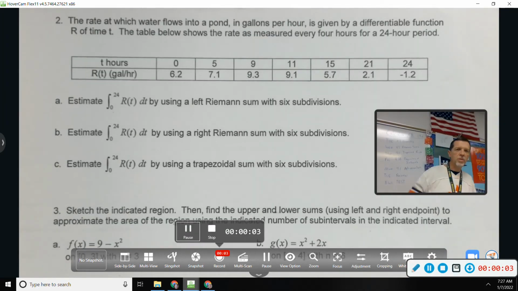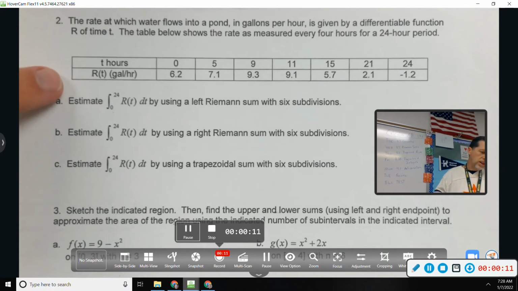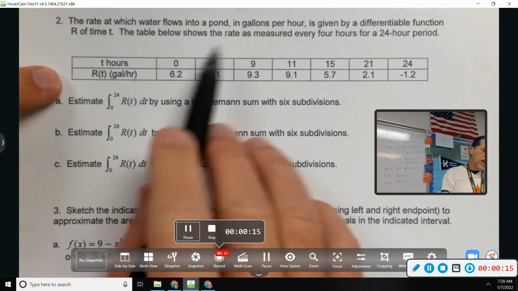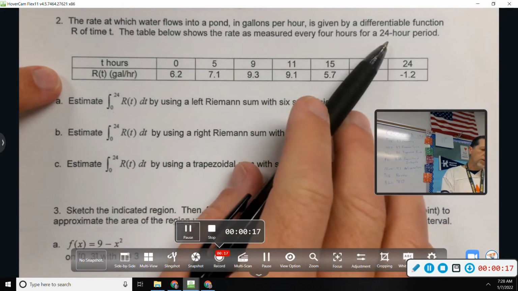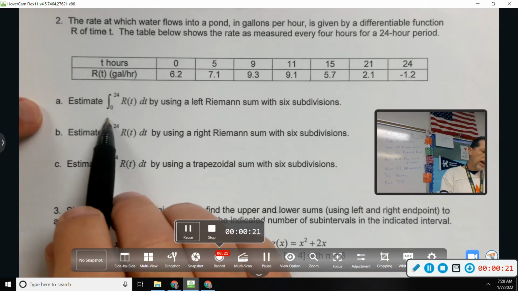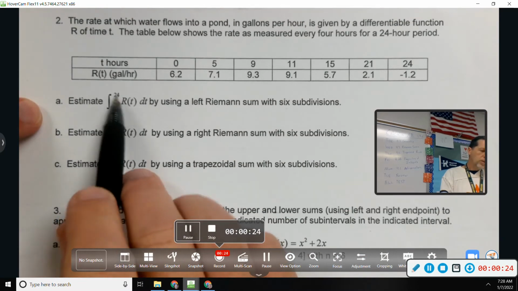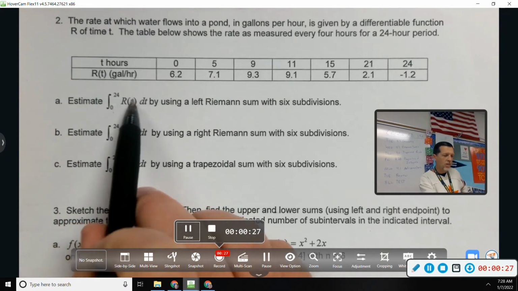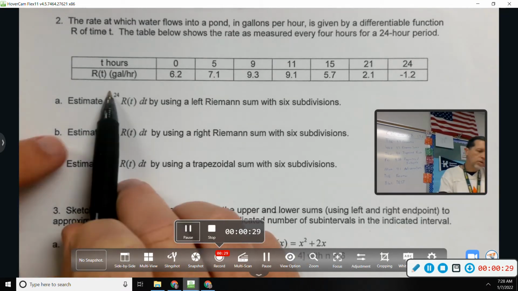So looking at number 2, the rate at which water flows into a pond in gallons per hour is given by a differentiable function r of time t. The table below shows the rate, r, as measured every 4 hours for a 24-hour period. Part A, estimate the integral from 0 to 24 of r of t dt. So that's the area under r from 0 to 24.